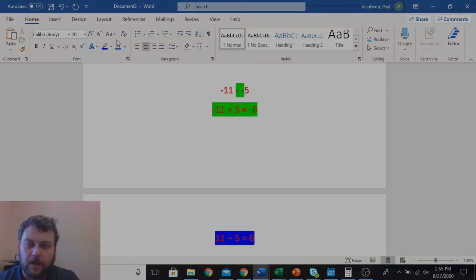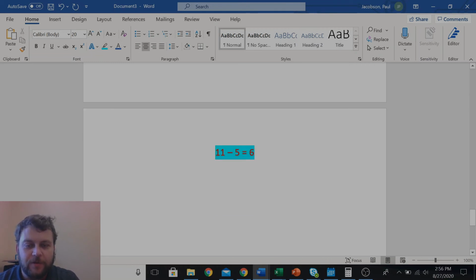Not that blue. That is way too blue. Oh no, I'm messing up. Oh, that is a gross blue. Well, it's not a gross blue, but it's just too blue.